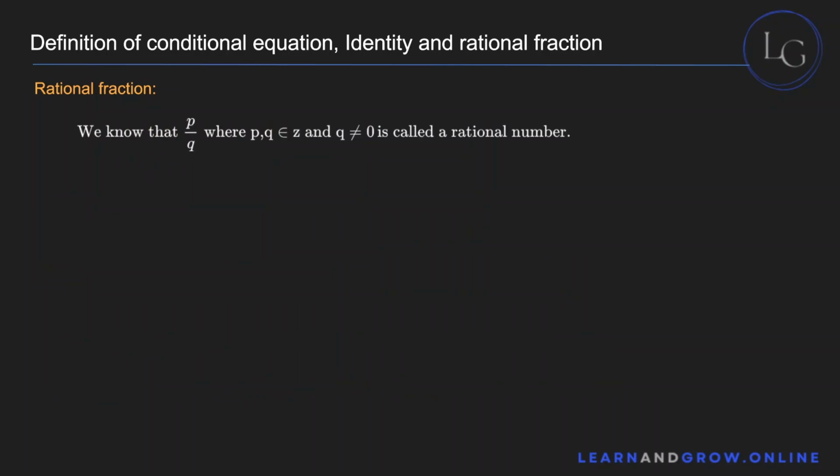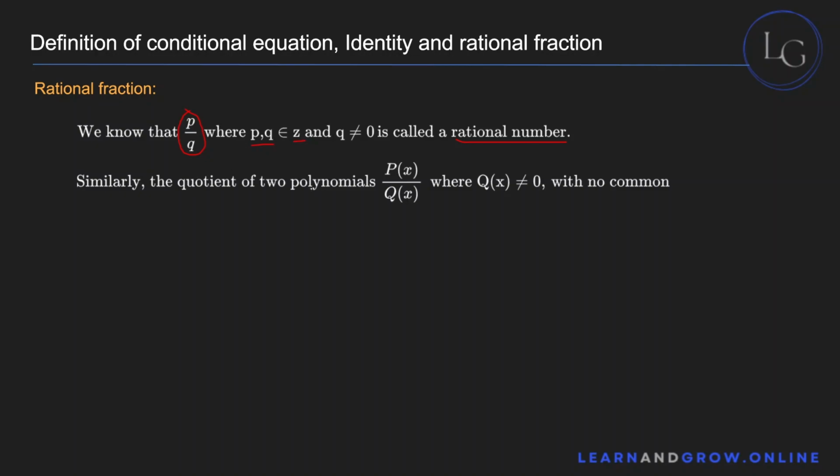Now let's see a rational fraction. Now we know that for example, this p by q, where P and Q are integers. This Z represents an integer. So P and Q must be integers, and Q must not be equal to 0, obviously, because that becomes an undefined result. So where P and Q are all integers and Q is not equal to 0, it is called a rational number.